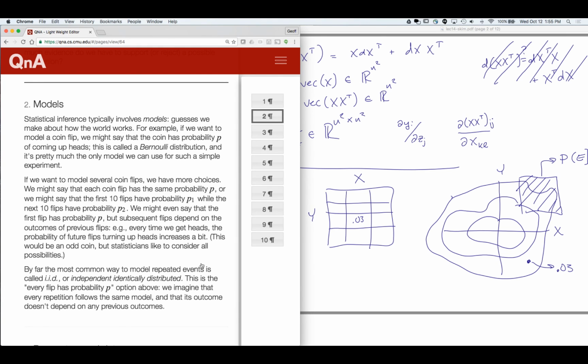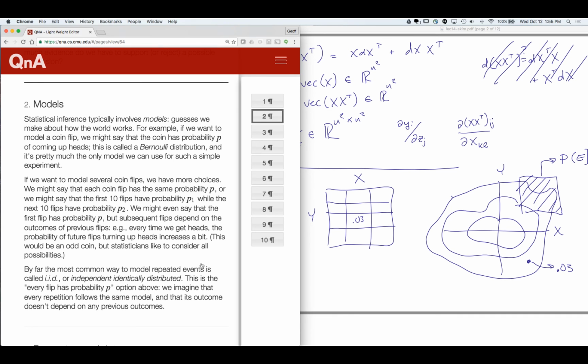Or we might say that the first 10 flips have probability P1 while the next 10 have probability P2. Maybe somebody swapped out the coin halfway through the experiment. We could even say the first flip has probability P, but every subsequent flip depends on the outcomes of previous flips. Let's say every time we get heads, the probability of future heads increases a little bit. This is a really weird coin, but it is a potential model of the world. And actually, if you watch people bet in a place like Las Vegas, you will see that they sometimes implicitly use models that look as weird as this.